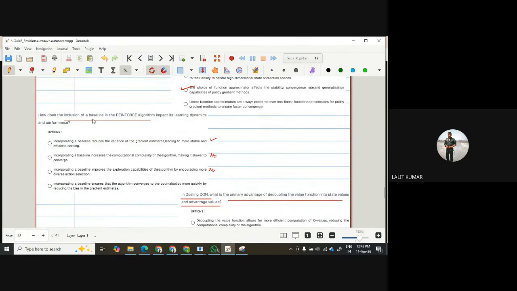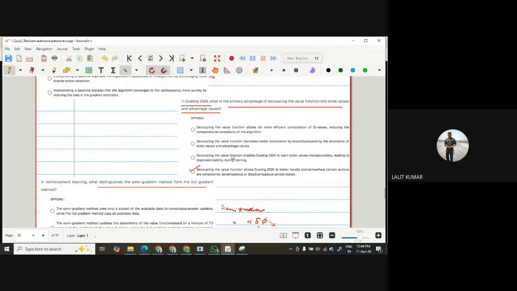How does the inclusion of a baseline in the REINFORCE algorithm impact its learning? So remember the formula. In a baseline, we had theta is equal to theta plus alpha into r minus baseline into gradient of logarithm of pi. So this baseline reduces the variance. Remember this, reduces the variance.